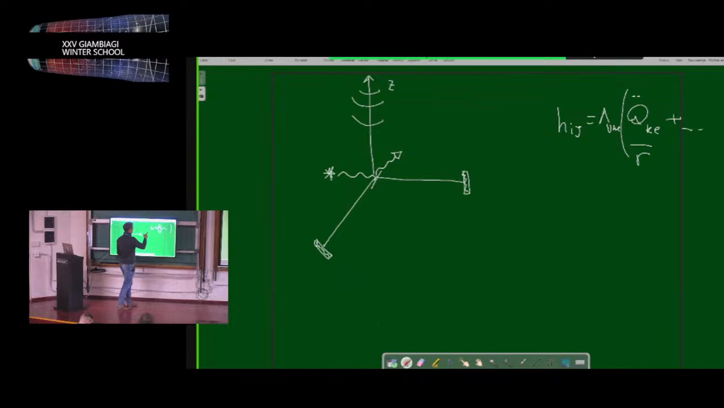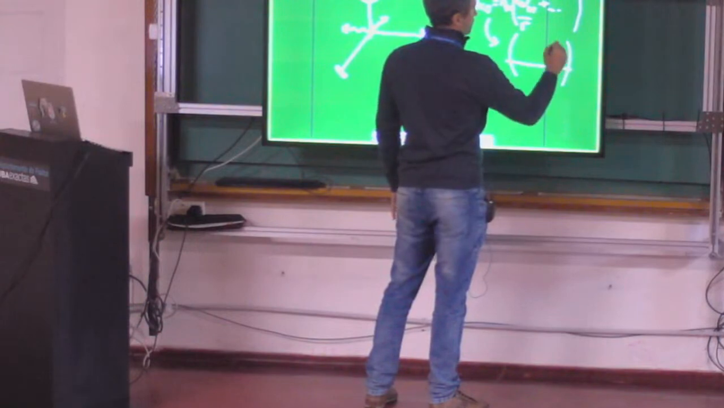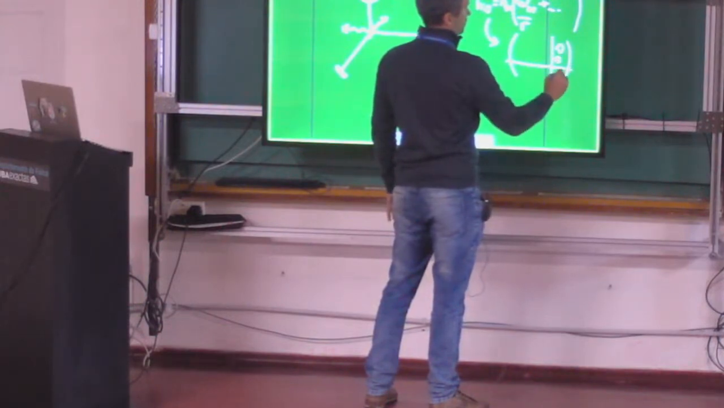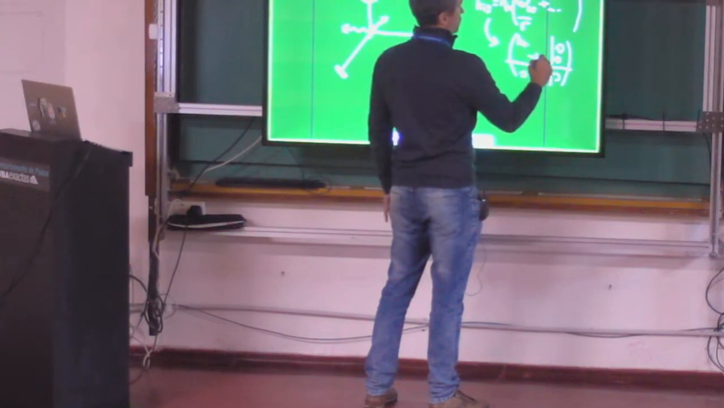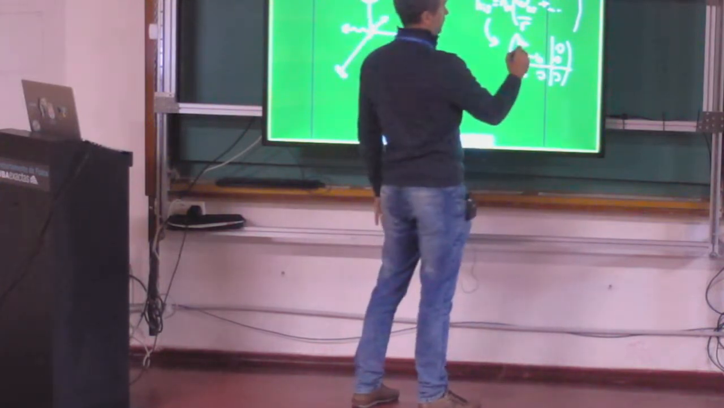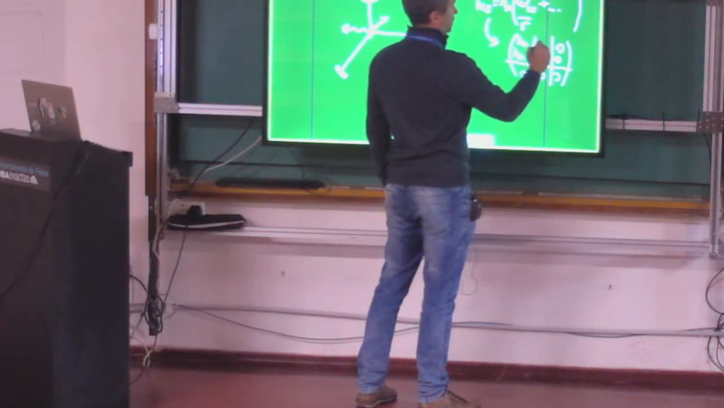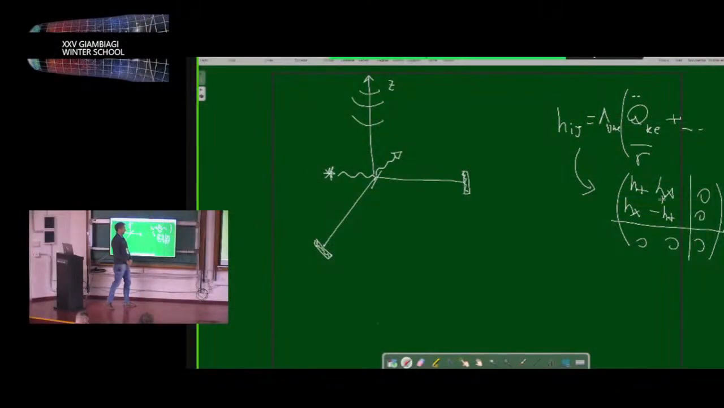Okay, so this is the gravitational wave that arrives. You remember, it has a specifically simple form if it comes from the z direction. There are zeros here, 0, 0, 0. And then there is H plus, minus H plus, because the trace has to be 0. And then it's symmetric, so whatever is here must be also there. Okay? So this is when it propagates along the z direction.